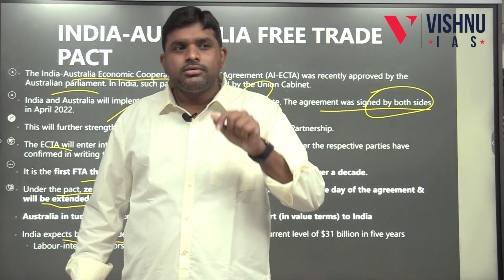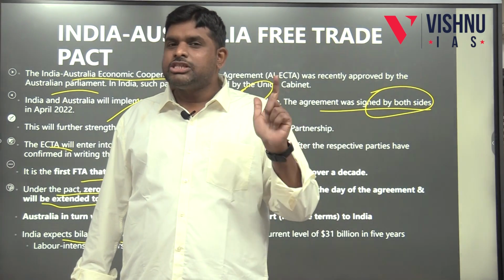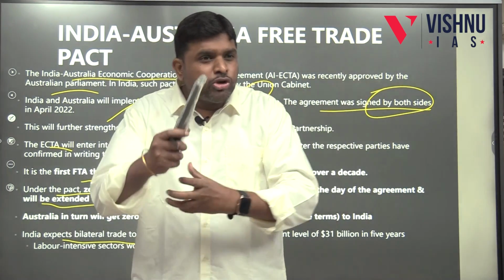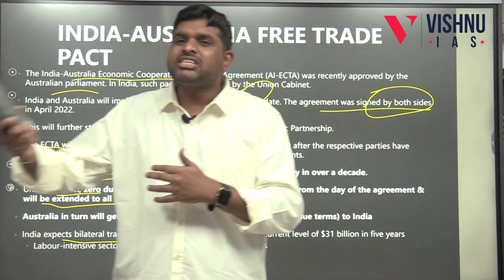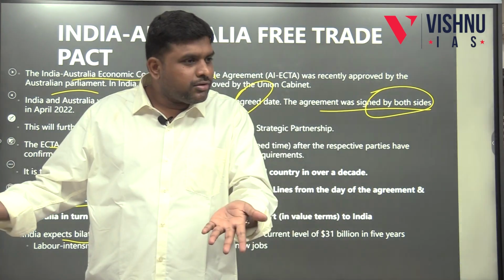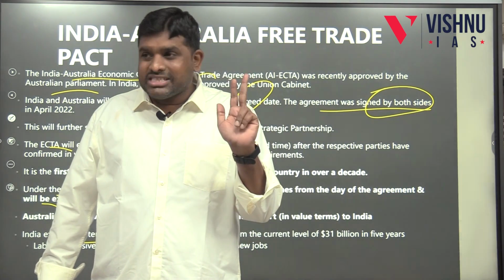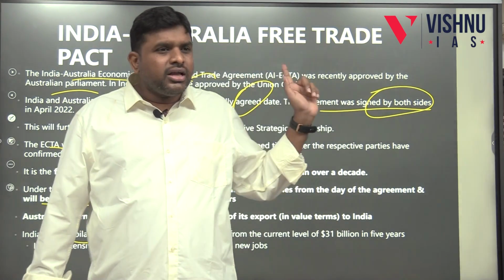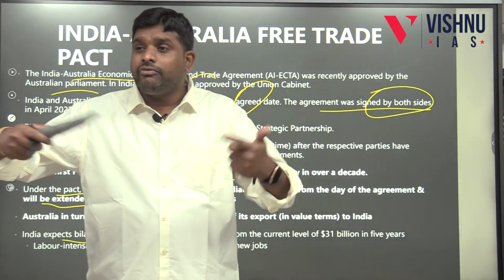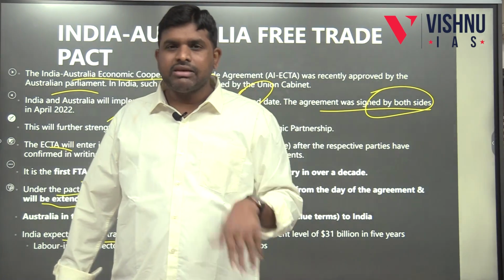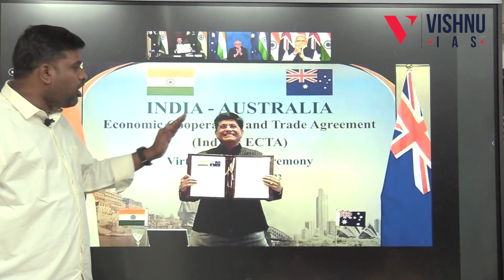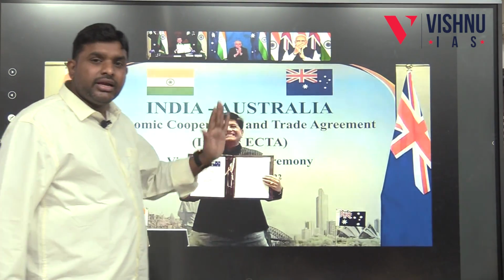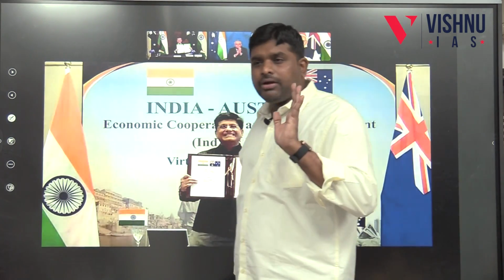We have CEPA with Japan. Comprehensive Economic Partnership Agreement. We both together do business. That is called CEPA. CECA means I am asking you, it's up to you to cooperate or not. So, CECA, CEPA, Free Trade Agreement, ECTA, these are all different varieties of trade agreements. In the next class, I will discuss those. So, we have the India-Australia Economic Cooperation and Trade Agreement. After 1 decade, we had a free trade agreement with a developed country.